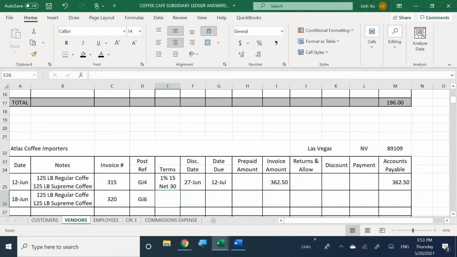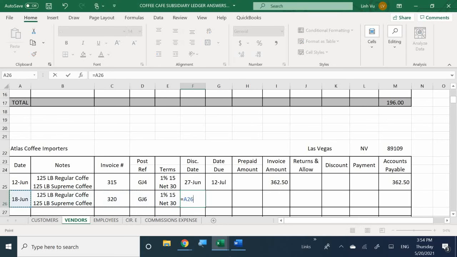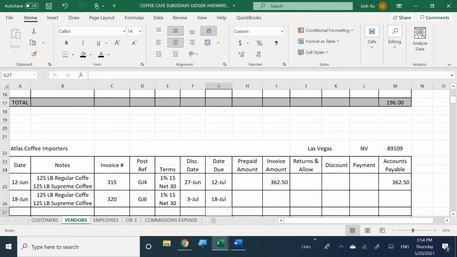So the terms were 1/15, net 30. The discount date would be 15 days plus June 18th, July 3rd. Good. The due date would be 30 days plus June 18th, July 18th. Good. No prepaid costs, no prepaid amount. The invoice amount is $366.25.